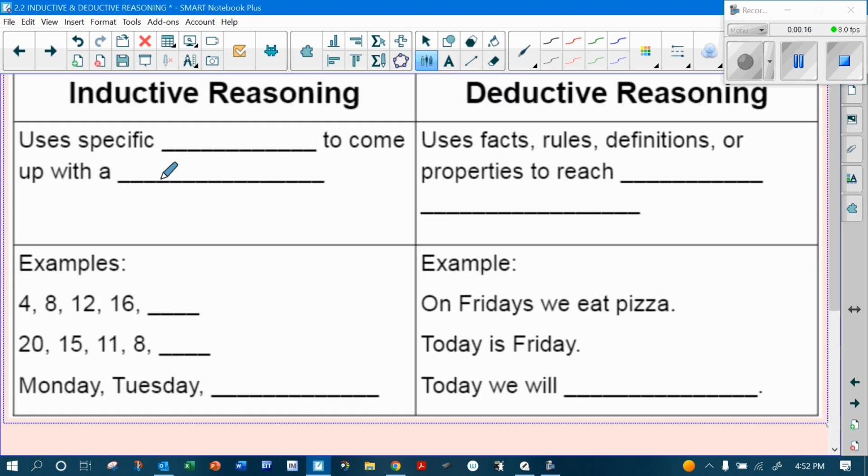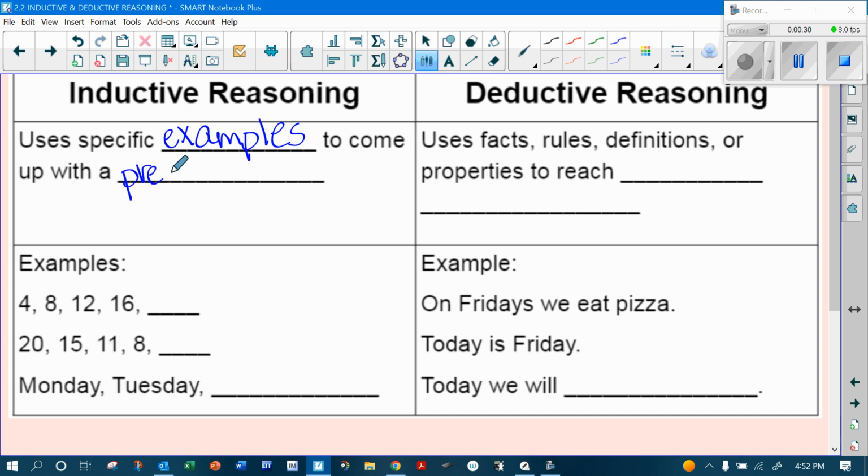All right, so inductive reasoning. What is inductive reasoning? Inductive reasoning uses specific examples to come up with a prediction. So to predict what comes next by looking at a pattern. So you want to think about patterns here.